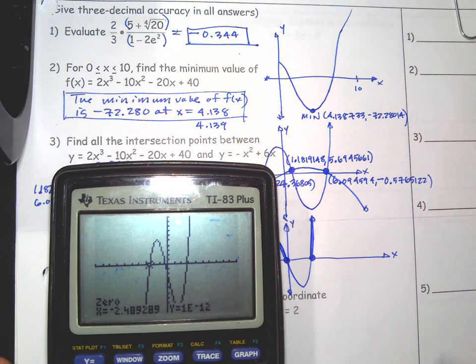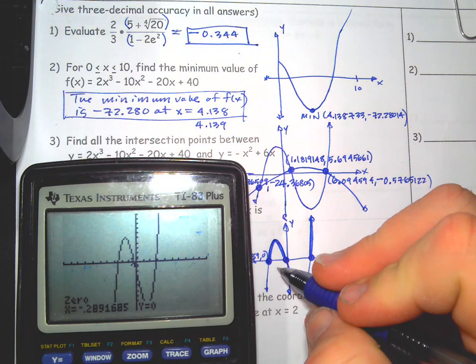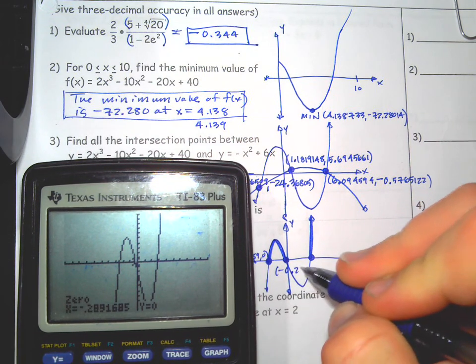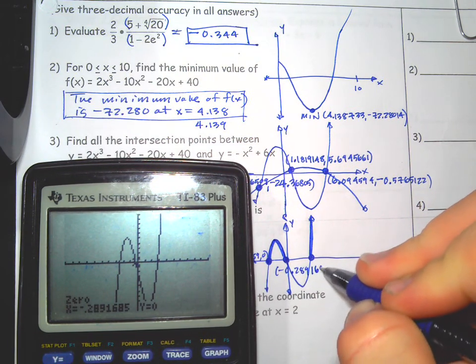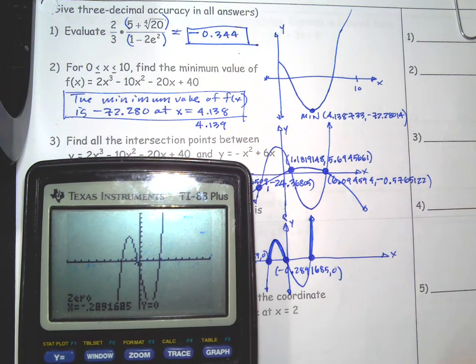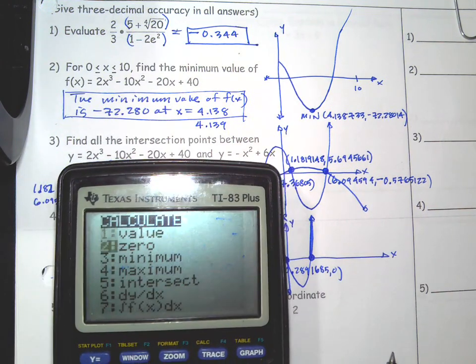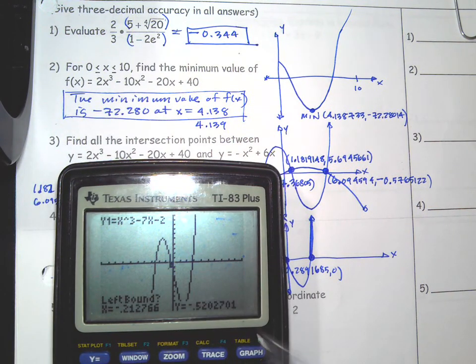Yep. Second calc, 0. Looks like there's one close to maybe -0.5, so I'll say -1 to 1, guess 0. -0.2891685. And second calc, 0. Looks like it's almost around 3, so I'll say 2 to 4, guess 3.